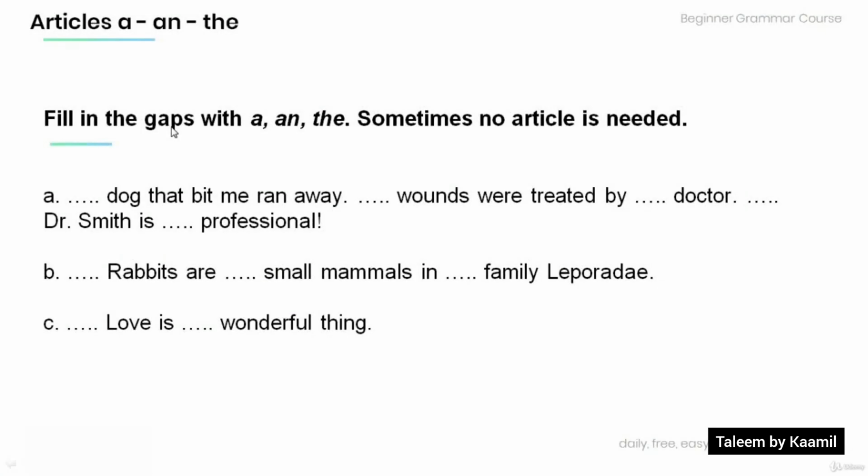Now time for you to practice on your own. Read the following sentences and fill in the gaps with a, an, or the. And note that sometimes no article is needed. A. Dog that bit me ran away. Wounds were treated by doctor. Dr. Smith is professional.